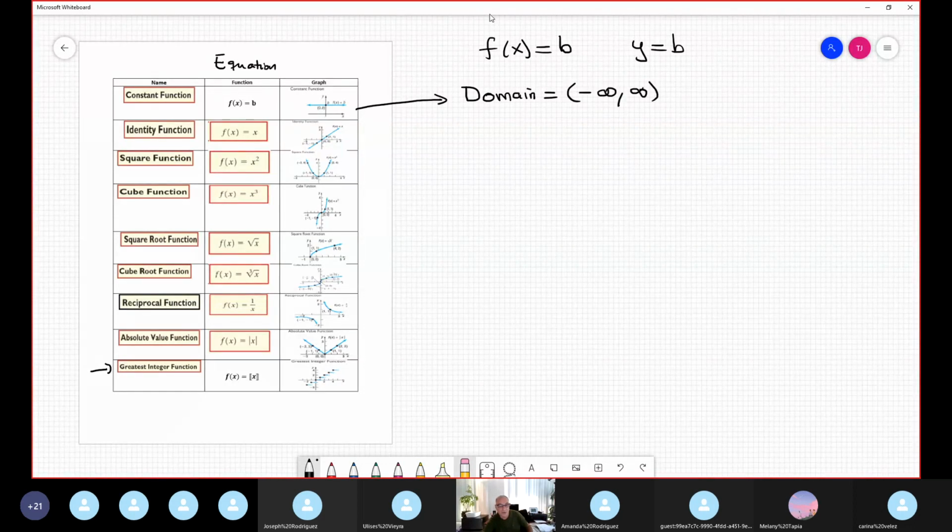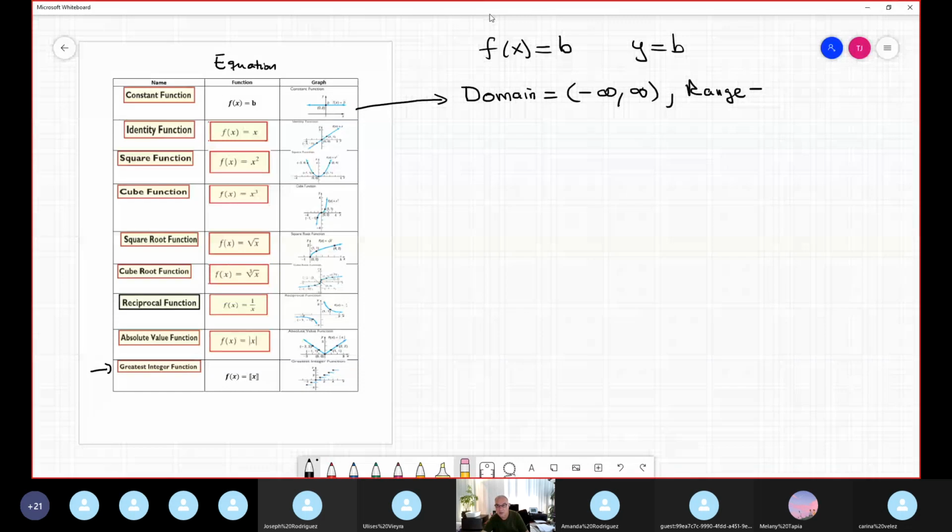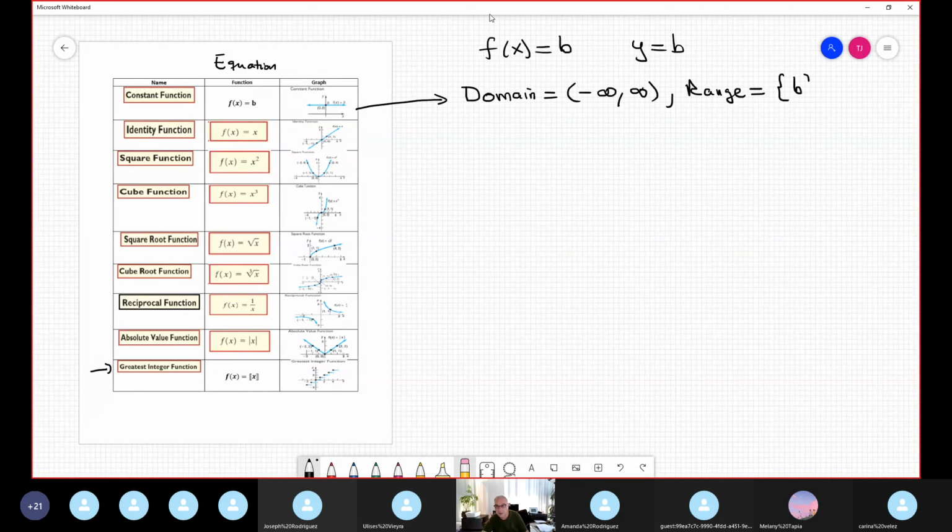Because we have no restriction. We have no reciprocal, no fraction, no square root. Nice. And the range is only one value, because the output gives me one value, b. It could be arbitrary, guys, but it's a number. Okay. I want to study one by one.